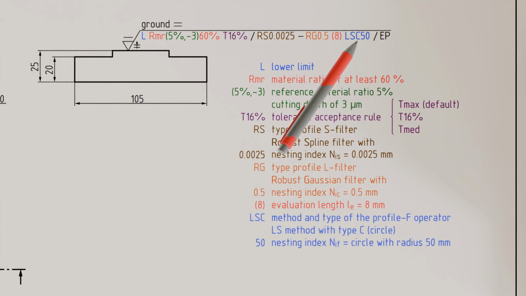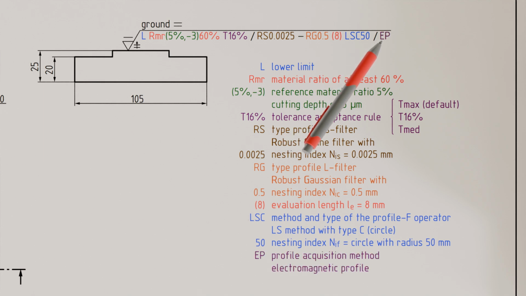Following that, the method and type of the profile F operator are indicated. In the present case, the LS method with a nesting index NIF is used as a circle diameter with a radius of 50 mm. Finally, the surface measurement method is given, separated by a slash. In our case, the surface roughness is measured electromagnetically. The standard method would be a mechanical measurement by the up and down movement of a stylus. However, in our case, this is done electromagnetically.